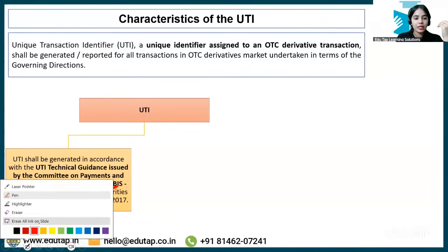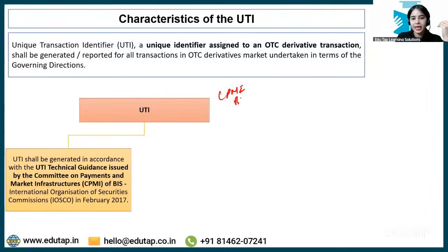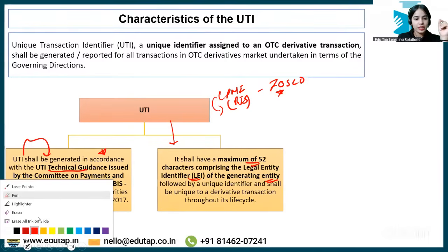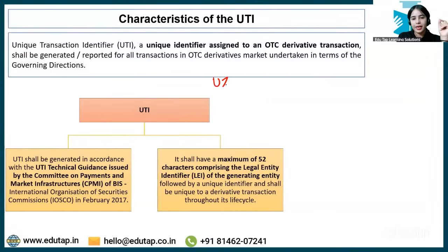Basically, the CPMI of BIS and IOSCO have developed the UTI technical guidance, and the UTI shall be generated in India for the OTC transactions in accordance with the UTI technical guidance that was issued by the CPMI of BIS and IOSCO in February 2017. As per the technical guidance released in February 2017, the UTI shall be a maximum of 52 characters comprising the legal entity identifier of the generating entity that has generated the UTI. So the unique transaction identifier is the unique identifier that will identify the transaction that is an over-the-counter derivative.